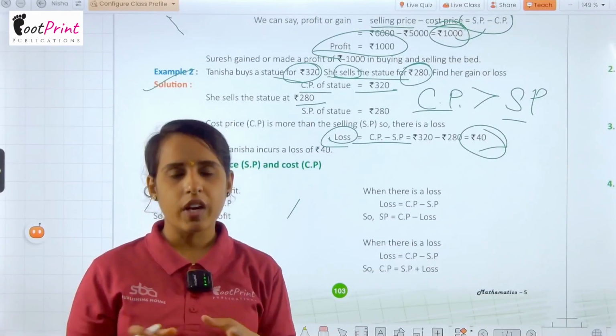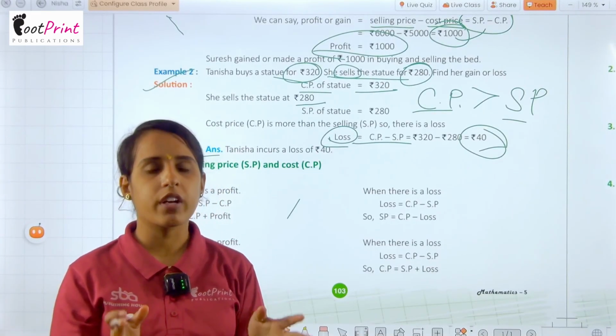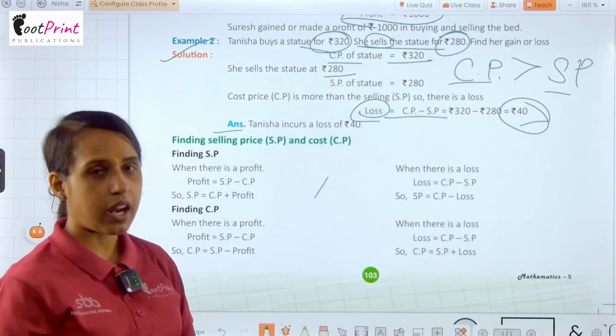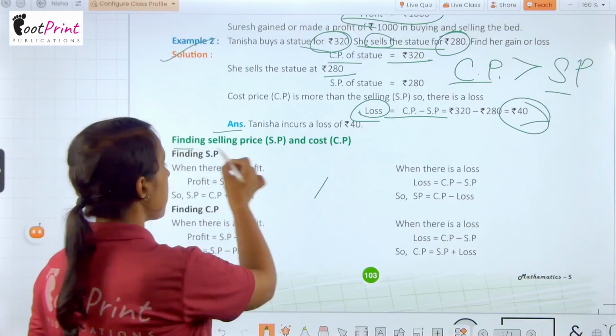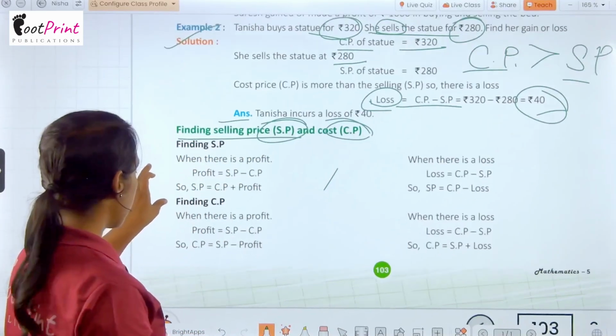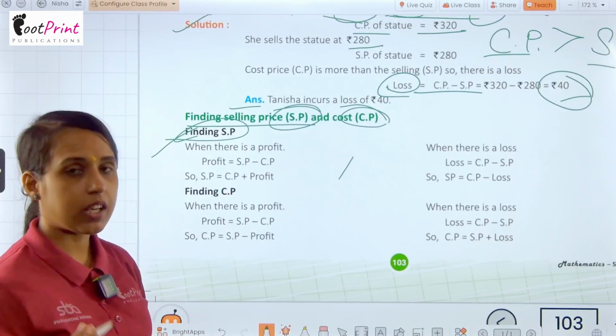So here we have learnt about how to find out profit and loss according to the SP and CP. Okay, now we know how to find out profit and loss. अब CP और SP को कैसे find out करेंगे? So here we have finding SP. If we want to find out SP, that is selling price.